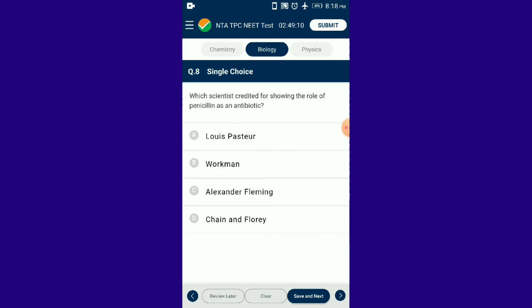Question number 8. Scientists credited for showing the role of penicillin as an antibiotic: Chain and Florey. Antibiotics are chemical substances produced by some microbes that can kill or inhibit the growth of other microorganisms. These antimicrobial substances are widely active against bacteria and fight infections. The first antibiotic, penicillin, was discovered by Alexander Fleming in the year 1928. However, its full potential as an effective antibiotic was established by Chain and Howard Florey. So the answer is option D.